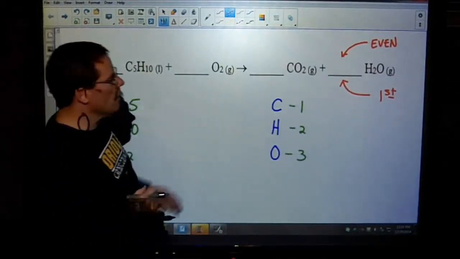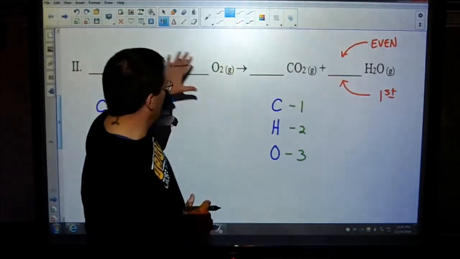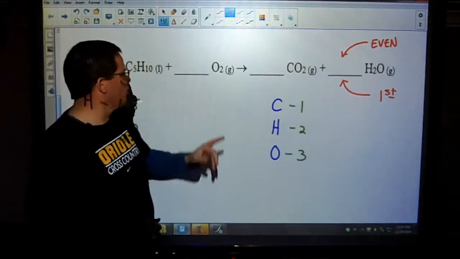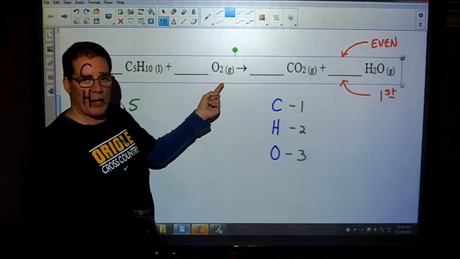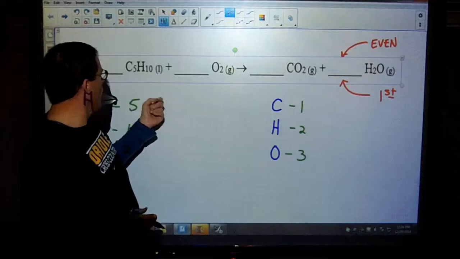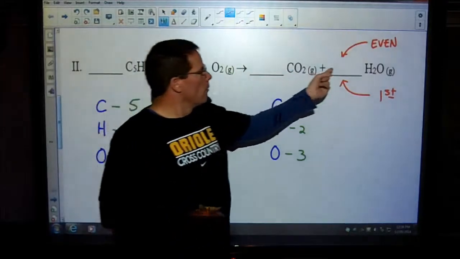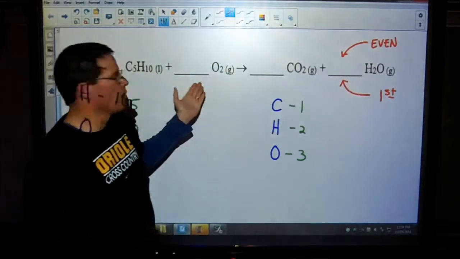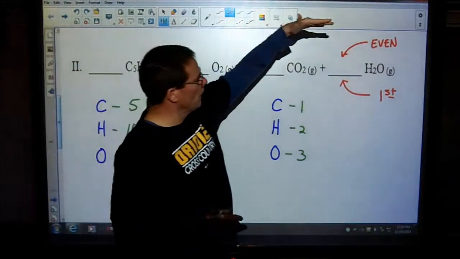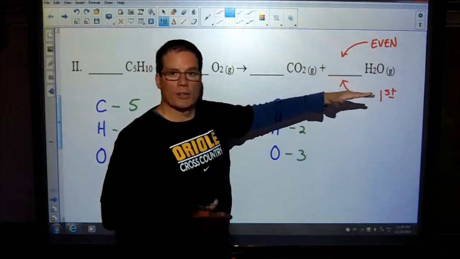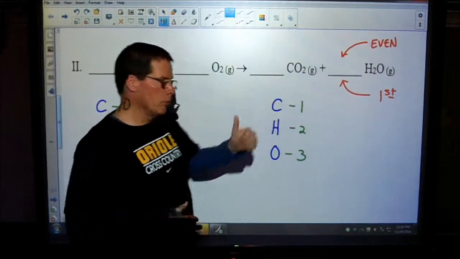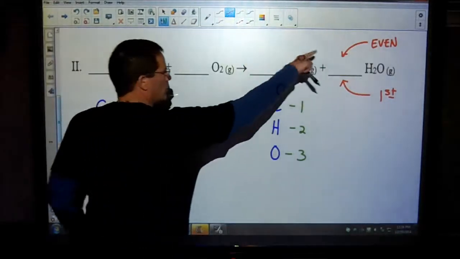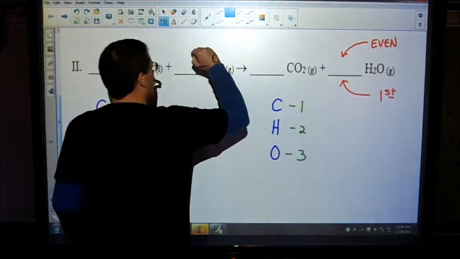The reason why we want this to be an even value is because a lot of these combustion reactions have an even number of oxygen atoms. Notice that there's no oxygen on this compound, but if I put an odd number here, that makes an odd number of oxygen, and there's no way I can balance it. So make it an even coefficient, balance the hydrogens first.